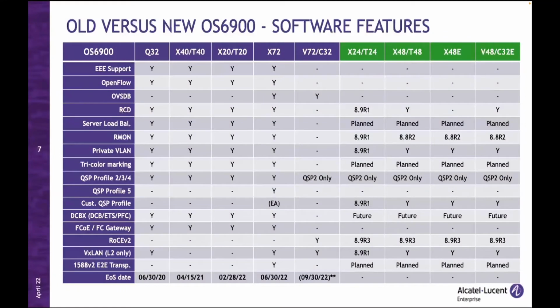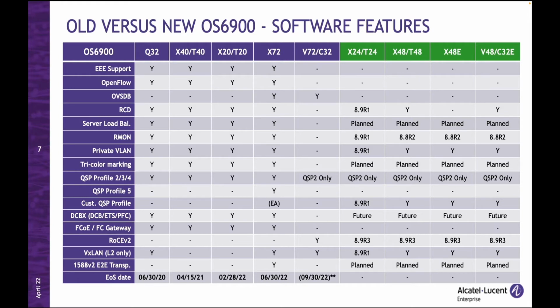On this slide, you can see the software features parity between the old and new models, except the ones that we dropped because they are not in use anymore, like OpenFlow and now OVSDB. Although some customers may still use some of those protocols, that's why you can see that, for example, SLB, server load balancing, is planned to come. We have just added Harmon, which some customers still use to monitor their network usage.